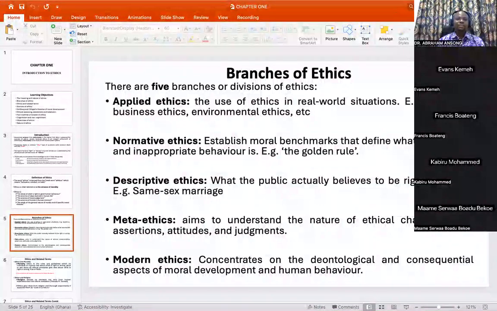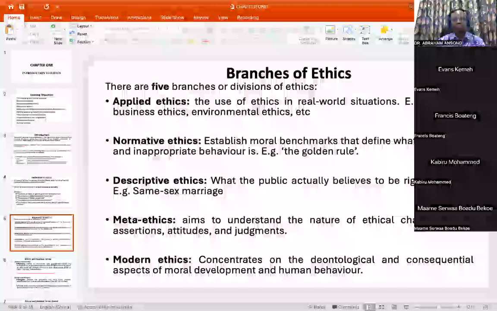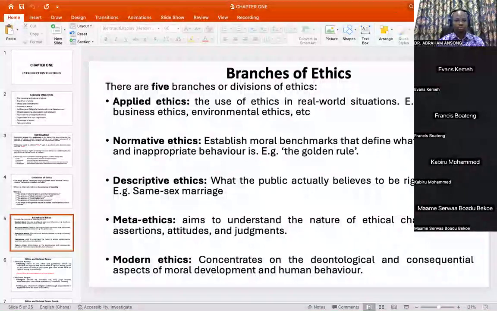Under consequentialism, we analyze what is right and what is wrong based on consequences. If I can do something and get away with it and not get any consequences, then to me, or to the person, that can be considered ethical. So consequences are used to judge whether something is ethical or not.